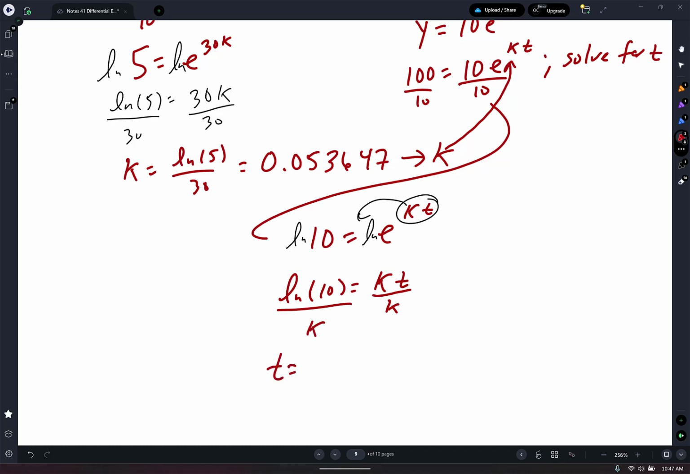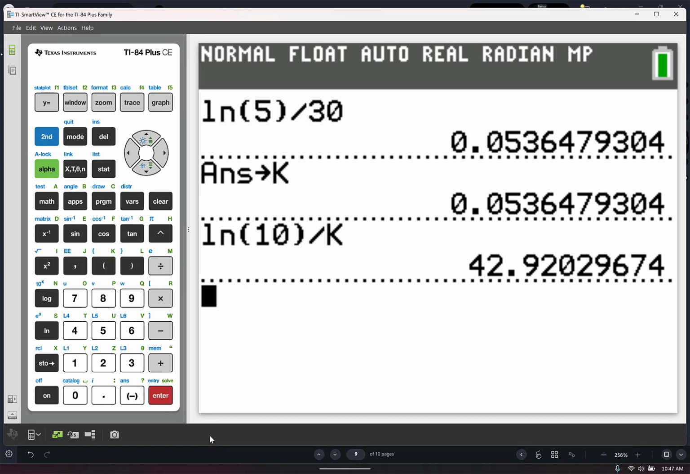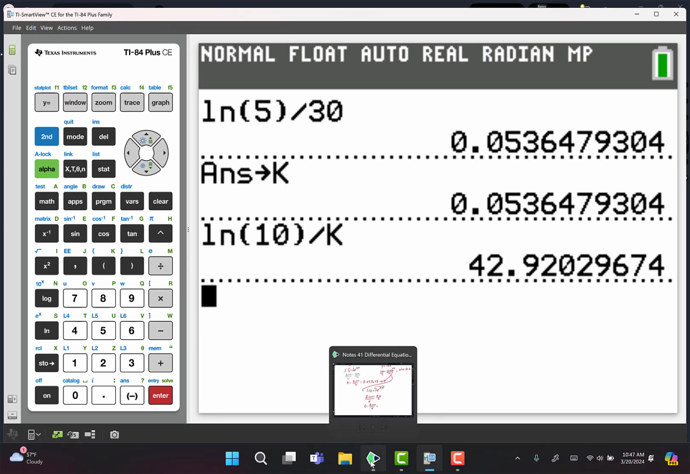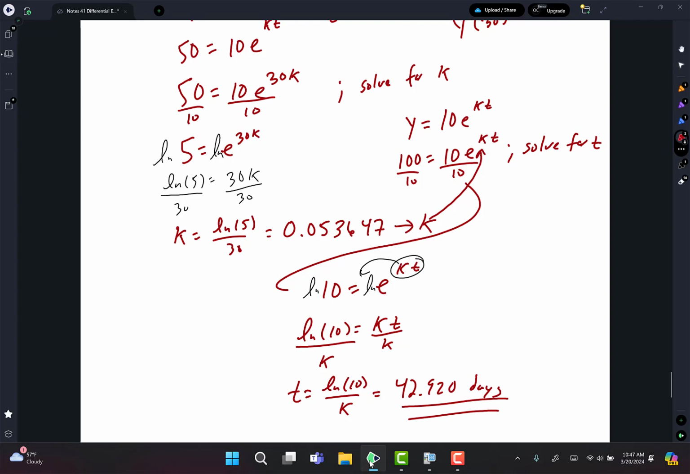t equals ln of 10 divided by k, which equals, I'm going to take my calculator, ln 10 divided by alpha k, 42.920 days. And everything's okay. It's perfect. You can do it like this all the time.